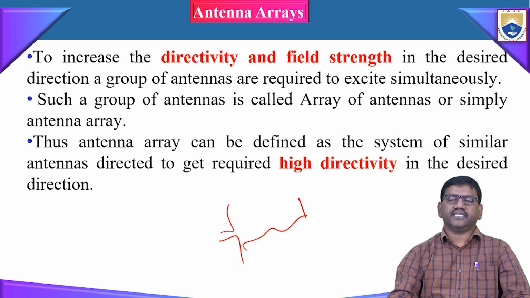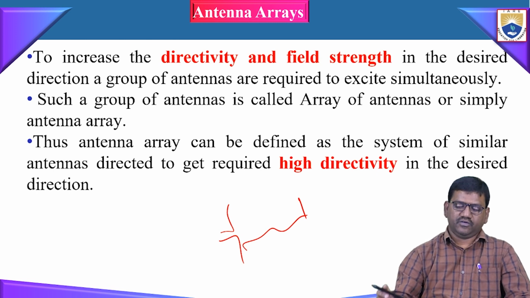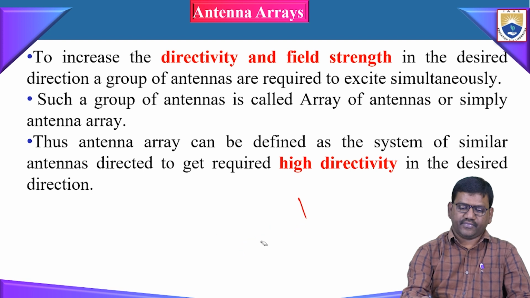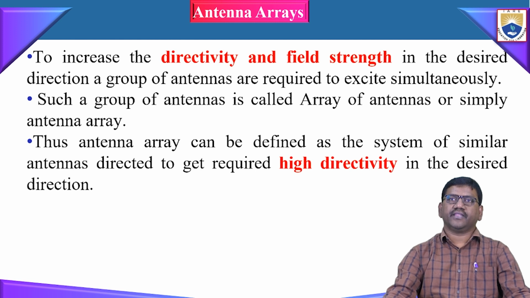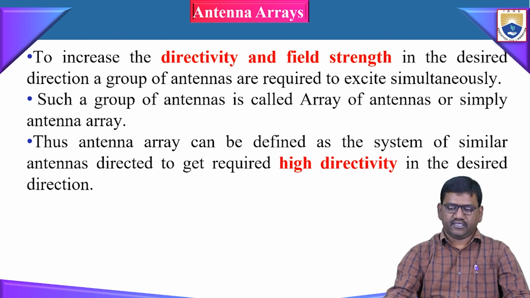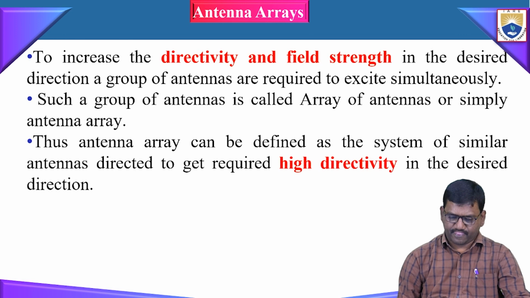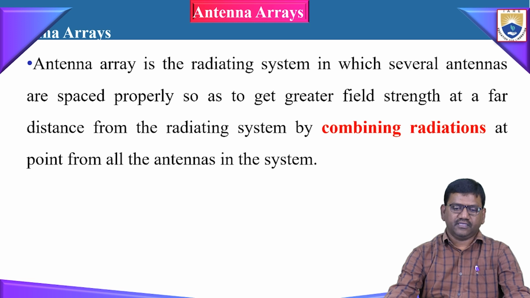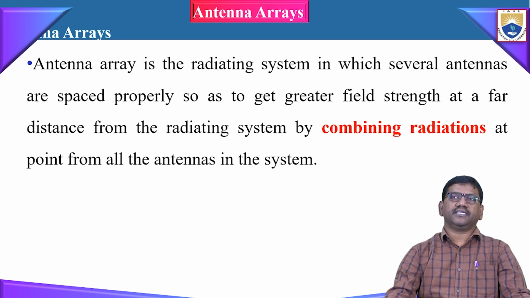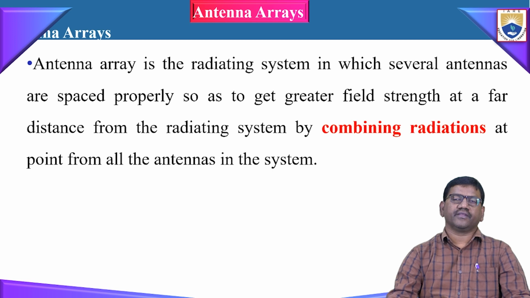So we place adjacent antennas next to each other with equal spacing in order to increase the directivity in the desired direction. Thus, an antenna array can be defined as a system of similar antennas directed to get the required high directivity in the desired direction. An antenna array is a radiating system in which several antennas are spaced properly so as to get greater field strength at a far distance from the radiating system, by combining the radiations at points from all antennas in the system.